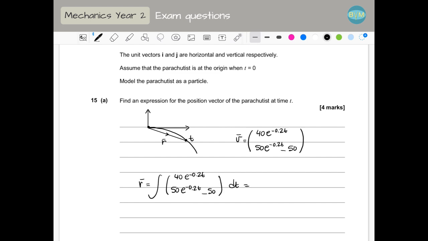So this is going to be the first one. To integrate this function, I have the 40, and I divide by minus 0.2, and the exponential doesn't change. So it's 40e to the minus 0.2t divided by minus 0.2, and the other component is 50e to the power of minus 0.2t divided by minus 0.2, minus 50t. Then I have a constant of integration for each of them, so plus a constant of integration, plus a constant of integration.